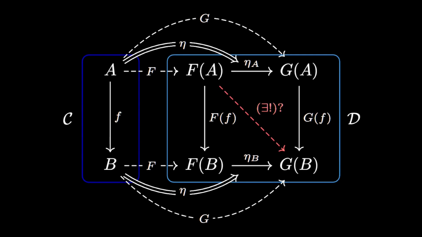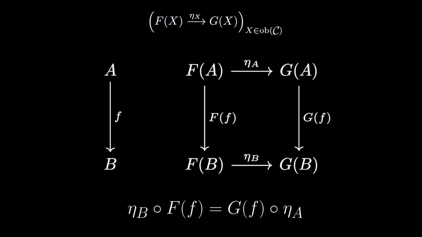But on the square on the right, there are two paths from FA to GB. We can either take the upper route or the lower route. If the components are assigned arbitrarily, these paths are not necessarily equal, and there could be many such possible paths. But we can use this to relate F of f and G of f by requiring that the square commutes. This is called the naturality requirement. So, overall, a natural transformation is just a collection of morphisms in the target category indexed over objects in the source category, such that this diagram commutes.